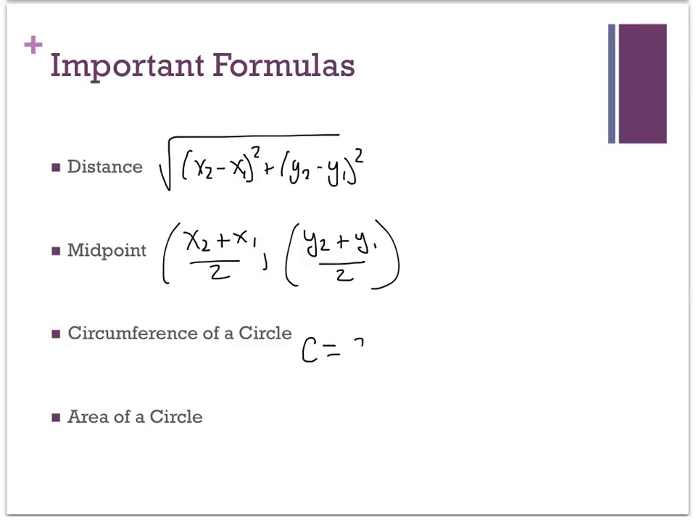Circumference is equal to 2 pi r, or it's equal to the diameter times pi. And then the area of a circle is equal to pi r squared. Those are important formulas. So that's all we're doing in this video, just a couple formulas, and then we're going to get into graphing and doing some examples.